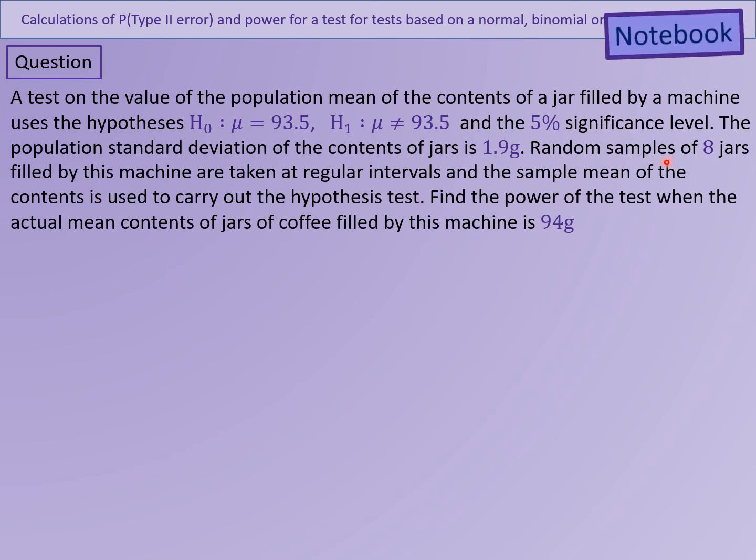There's that word again: look for samples. Look for the sample size just there, because I'm going to be using that. Find the power of the test. So not a type 2 error, but I'm going to need the type 2 error for it. Find the power of the test when the actual mean contents of the jar was 94. I'm going to come back to that 94 grams once I've worked out my acceptance region.